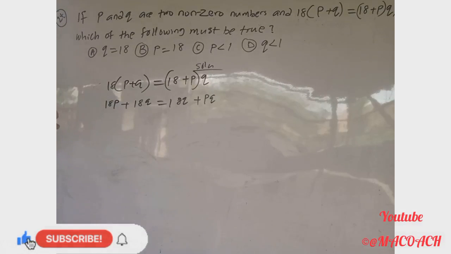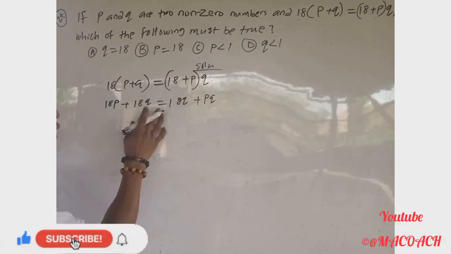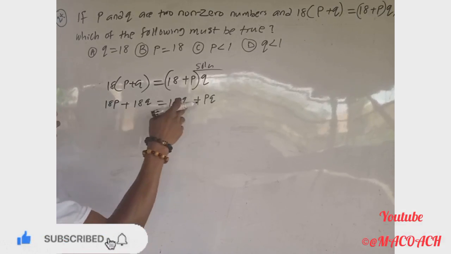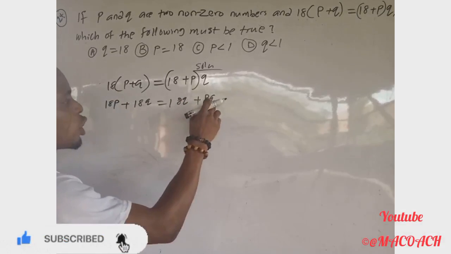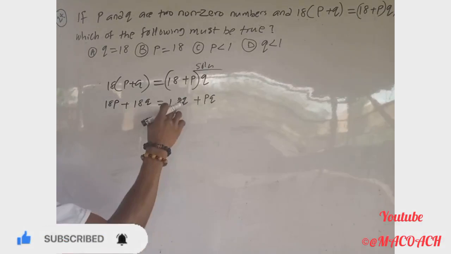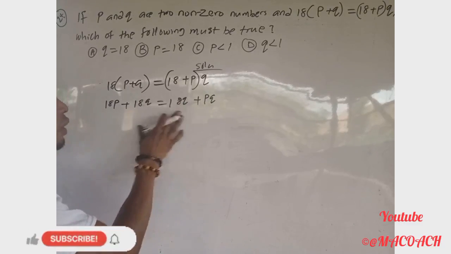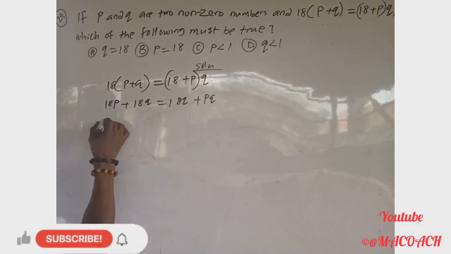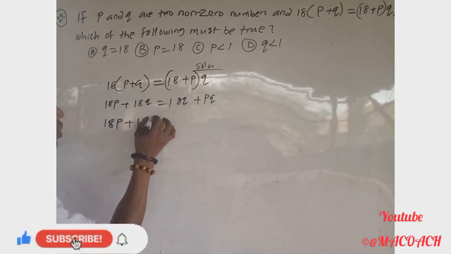So in this place now, you collect the like terms. The next thing is to collect like terms, because we have Q here and we have Q here. So this one and this one are alike. Here you have PQ, and this one is not alike. You only have this one and this one alike. So when you collect the like terms, we have it like this: 18P plus 18Q.